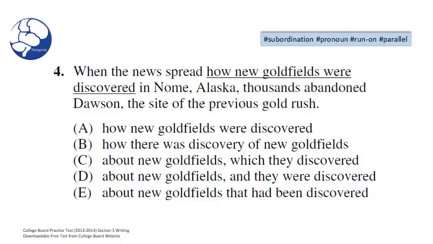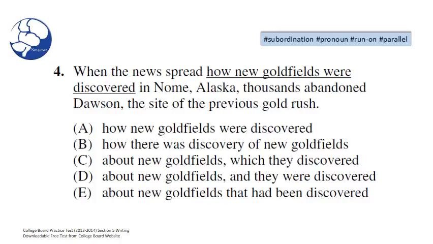When the news spread how new gold fields were discovered in Nome, Alaska, thousands abandoned Dawson, the site of the previous gold rush. I see an error in A. We're going to eliminate A. See the same error in B. Scanning C, I see another error in C. I see that same error in D, which leaves us with E, and I check E, and yes, E looks like our answer. So what do we do here? Well, let's look at the grammar.